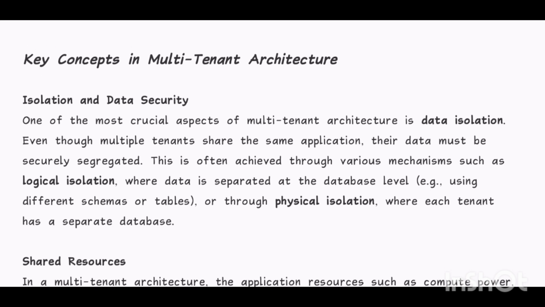Key concepts in multi-tenant architecture. Isolation and data security. One of the most crucial aspects of multi-tenant architecture is data isolation. Even though multiple tenants share the same application, their data must be securely segregated. This is often achieved through various mechanisms, such as logical isolation, where data is separated at the database level, e.g., using different schemas or tables, or through physical isolation, where each tenant has a separate database.